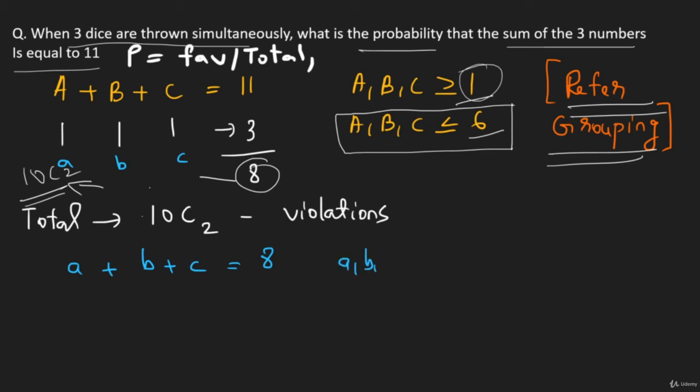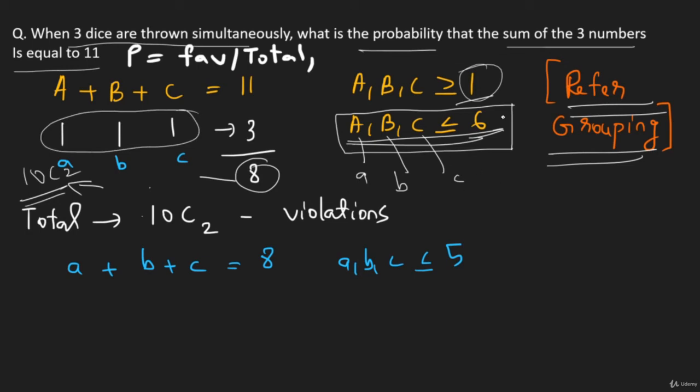And A, B and C have to be less than or equal to 6, because each of these has already got 1, right? If you subtract 1 from capital A, you get small a. If you subtract 1 from capital B, you get small b. If you subtract 1 from capital C, you get small c. Now, because we have already distributed 1 to each, to satisfy this condition, a, b and c in small letters have to be less than or equal to 5.